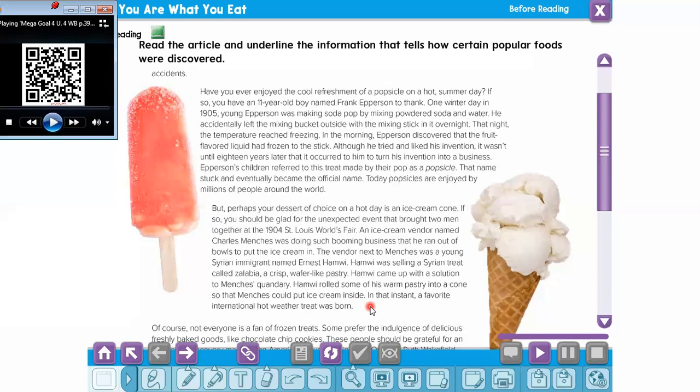Yes. He discovered it accidentally or no? He discovered this kind of food accidentally or no? Yes, accidentally. How do you know? Charles Minches ran out of bowls to put the ice cream in it, so he took biscuits from Ernest Hamwi. Okay.